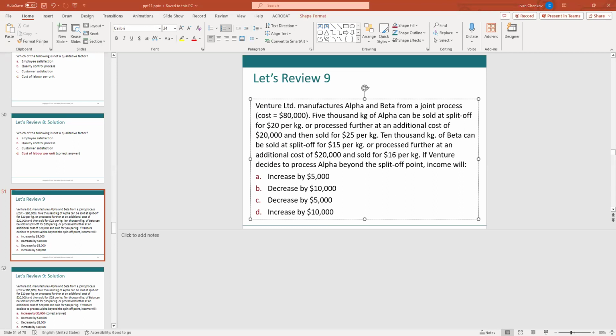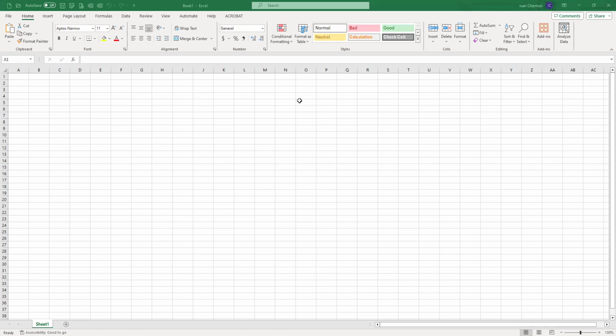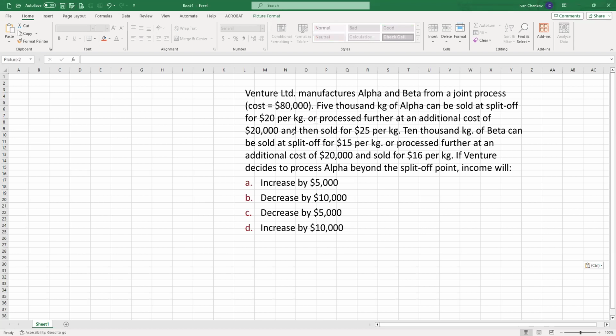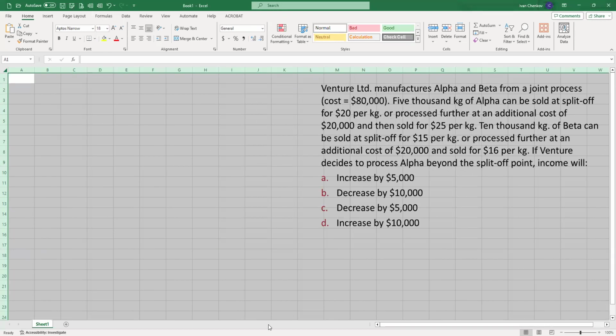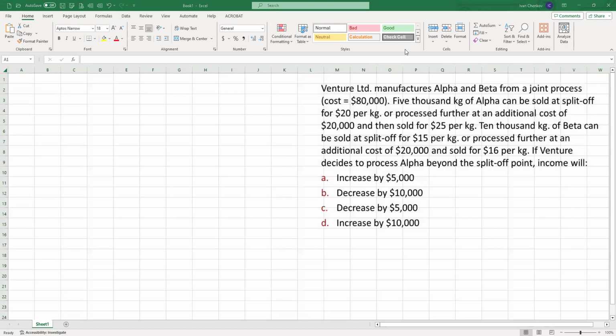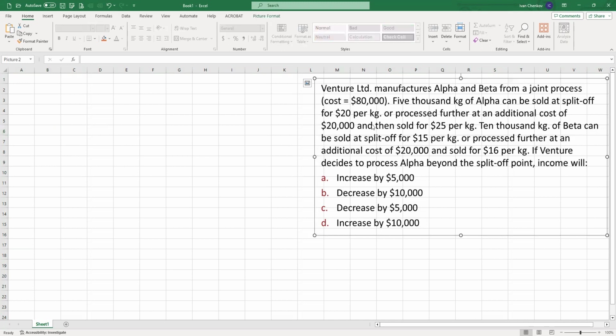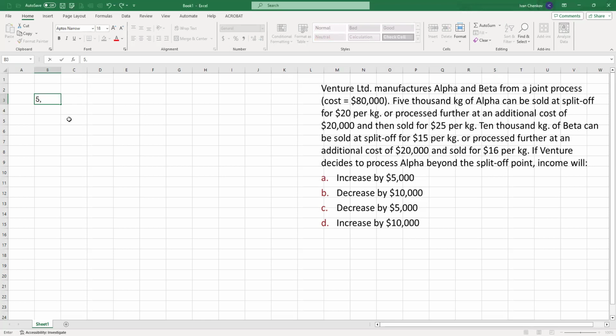Let's do it then. For that reason, we're going to use help from Excel. You can see my Excel spreadsheet, right? And now we can see the question, right? Okay, let's see. From this question, what can we see? We can see that the joint process cost is $80,000. We already said the joint cost is irrelevant. The other thing we can see is that we're dealing with 5,000 kilograms. That's the quantity that we're using.